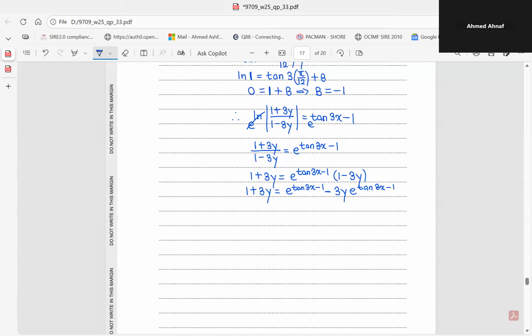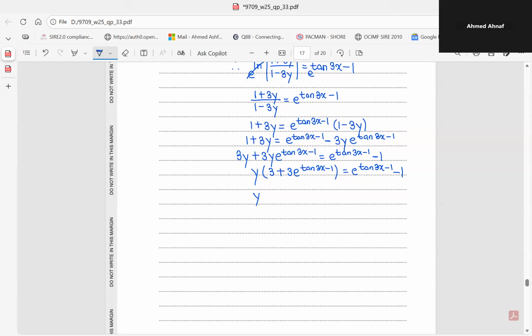Okay, now we'll move all the y terms to the left-hand side and all the other terms to the right-hand side. So you get 3y plus 3y times e to the power of tangent 3x minus 1 equals e to the power of tangent 3x minus 1, minus 1. And now let's factor out y. So y times 3 plus 3e to the power of tangent 3x minus 1 equals e to the power of tangent 3x minus 1, minus 1.